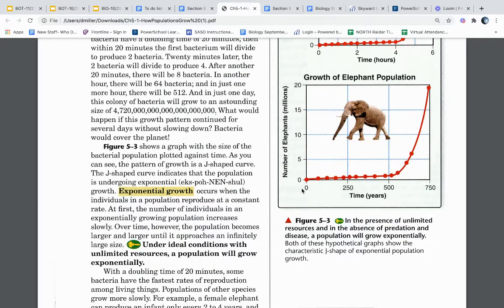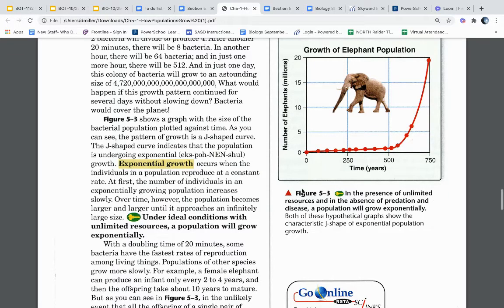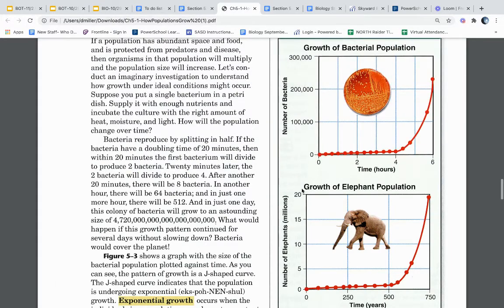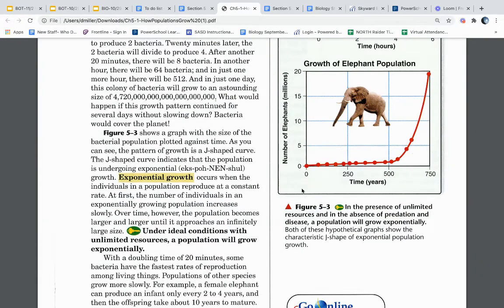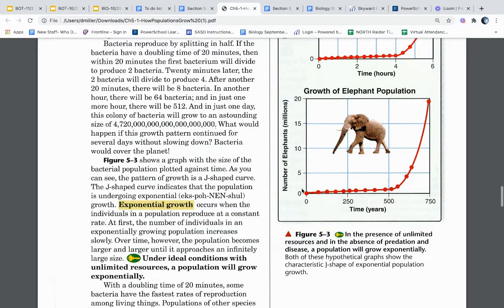At first, the number of individuals in an exponentially growing population increases slowly. Over time, however, the population becomes larger and larger until it approaches an infinitely large size. Under ideal conditions, with unlimited resources, a population will grow exponentially. Figure 5.3. In the presence of unlimited resources and in the absence of predation and disease, a population will grow exponentially. Both of these hypothetical graphs show the characteristic J shape of exponential population growth.